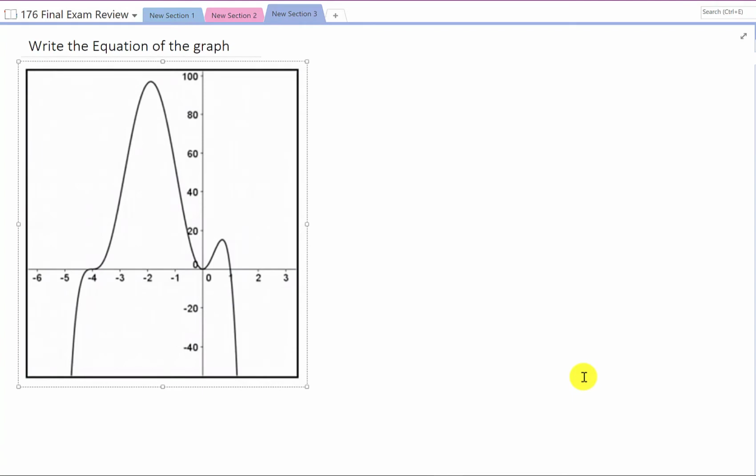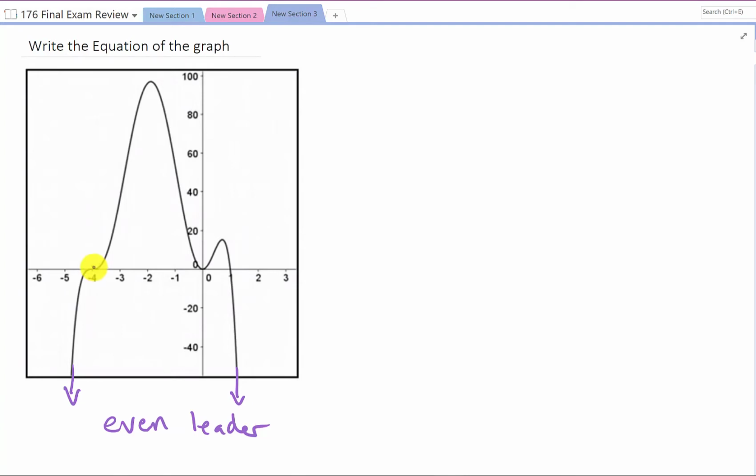Okay, now I got another one for you. This time we're going the other way. I've given you a graph of a polynomial function, and we want to write the equation. So writing the equation, we've got a couple of clues here. So notice the tails. They're both down. This only happens when the lead coefficient is a power function that's even. So we have an even leader. So we got one clue there.